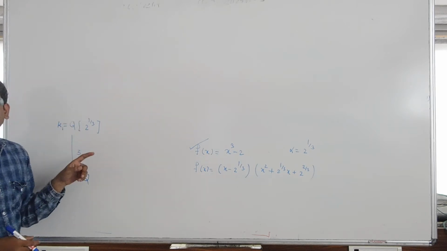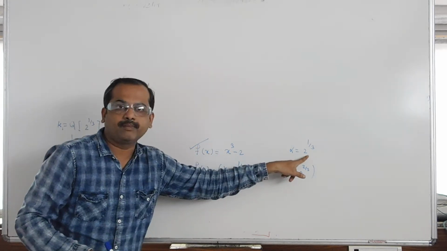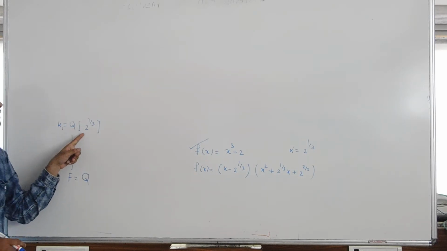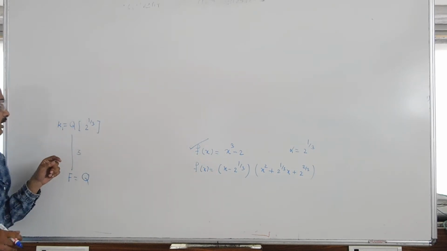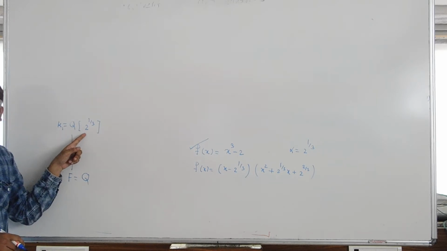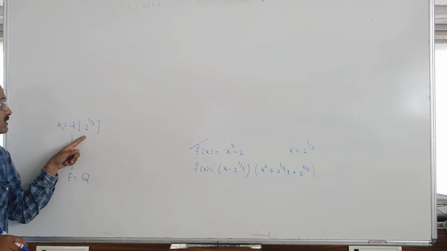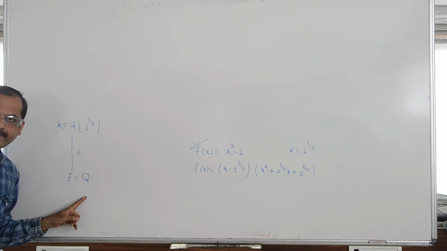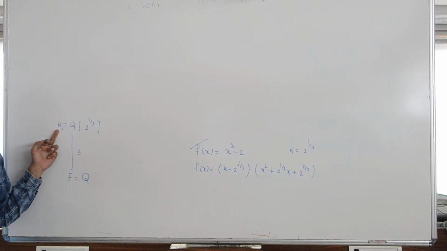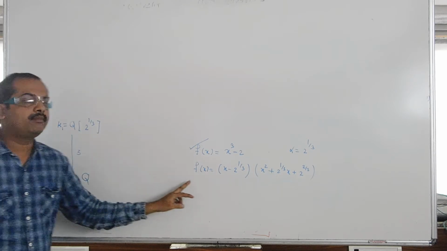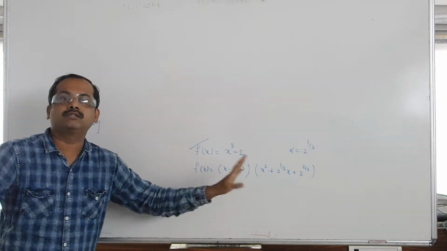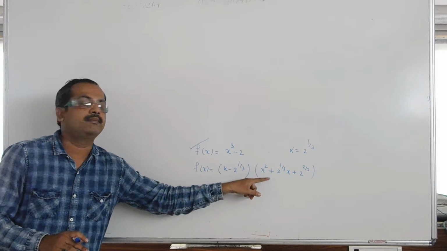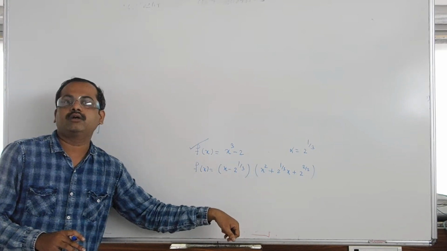Now what is one root? 2 raised to 1 upon 3. We will attach this root and take K1 as Q of 2 raised to 1 upon 3. Now if I take Q of 2 raised to 1 upon 3 as an extension, yes, this is a finite extension of degree 3 over Q. But in this extension, this polynomial f of x does not completely split, because we have a degree 2 factor remaining. What are the other two roots?